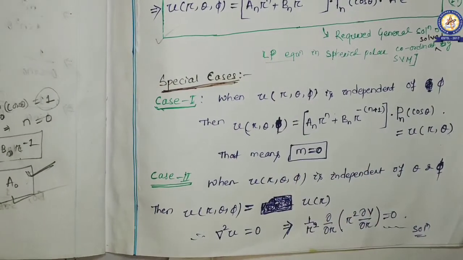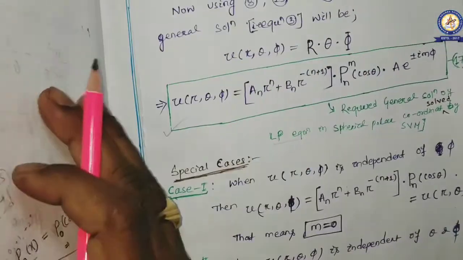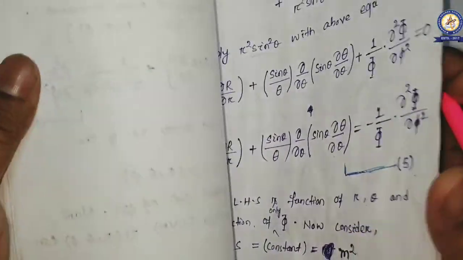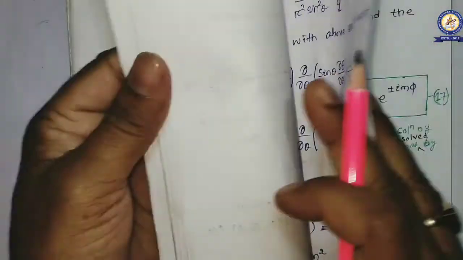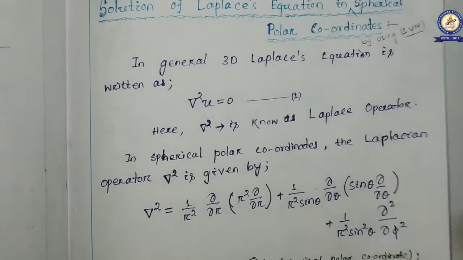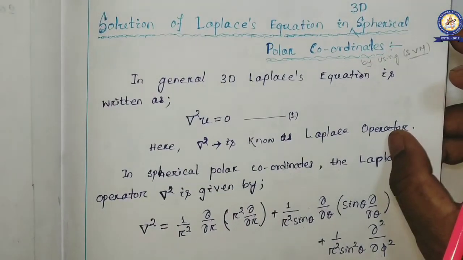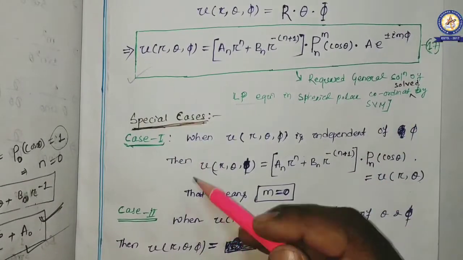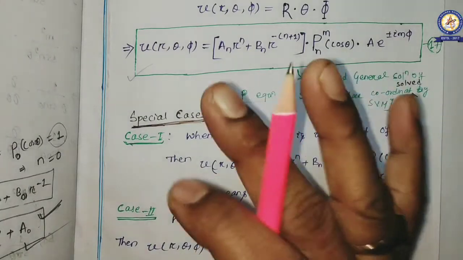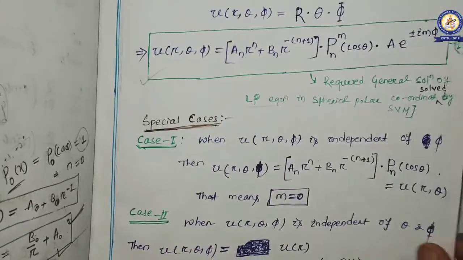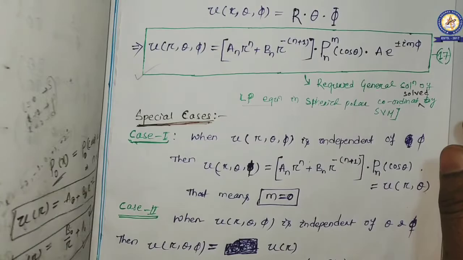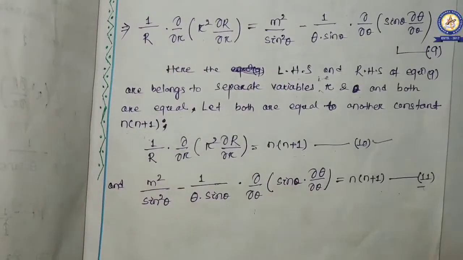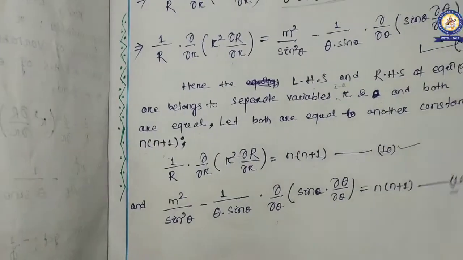One thing I want to tell you: in your exam it will be asked to solve the Laplace equation in the three-dimensional spherical polar coordinate system by using the separation of variables method. So you have to write down up to this much. These two special cases are not required for the derivation. So I suggest that you watch this video carefully, pause the video, and write down the notes.